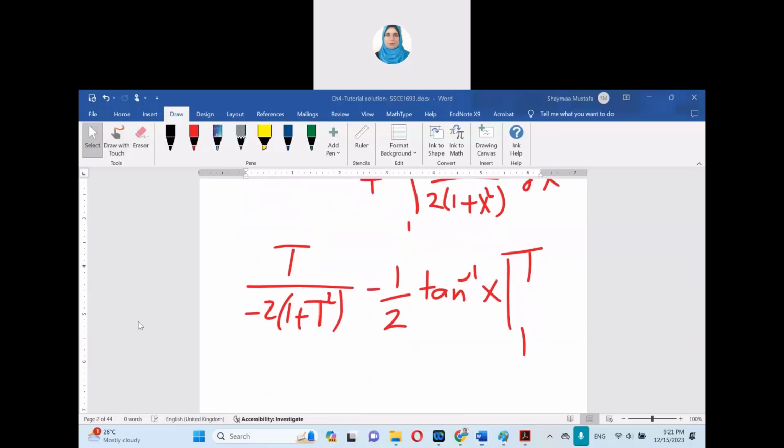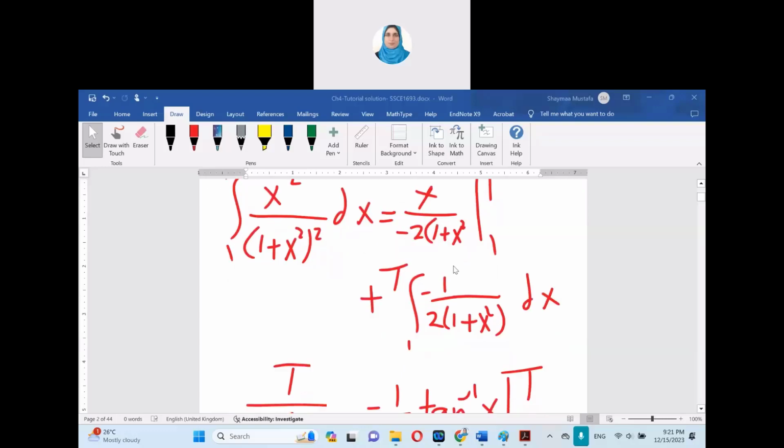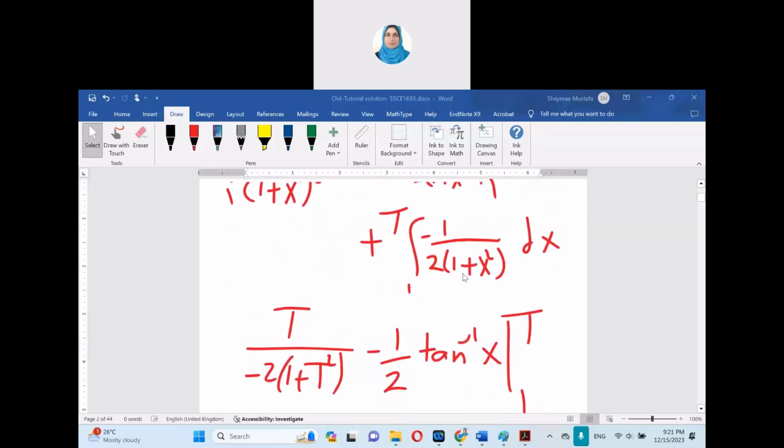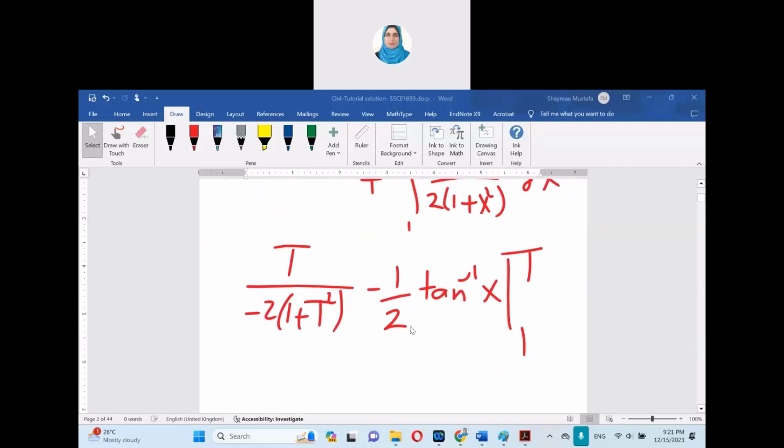So when we have 1, here we have t over minus 2(1 plus t squared), minus 1 over 2 plus 1 over 4. 1 plus 1 is 2, plus 1 over 4. We have 1 over 4.